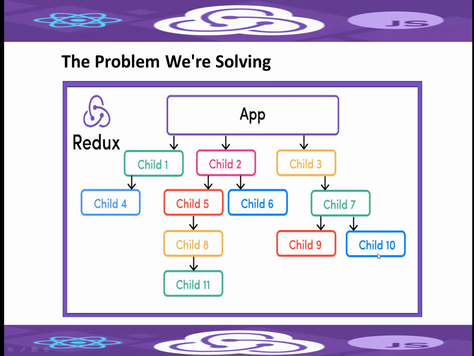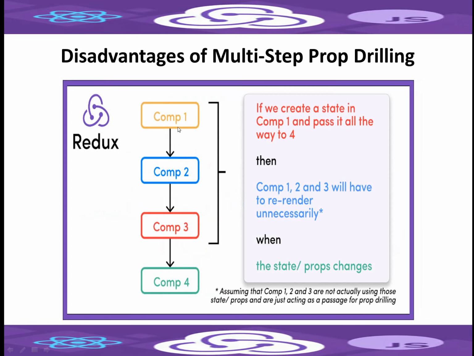Let's suppose we're doing something in child 10, then you have to render 3 and 7. And if we're making some changes in 11, then you have to pass various things through child 2, child 5, child 6, and child 11. That is kind of creating some performance issues also. So let us see that in detail in the next video.